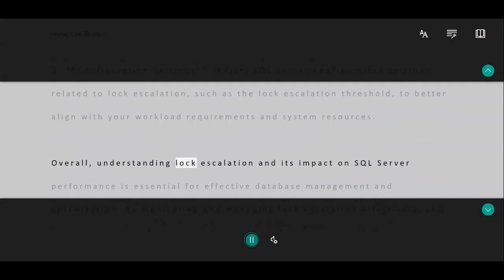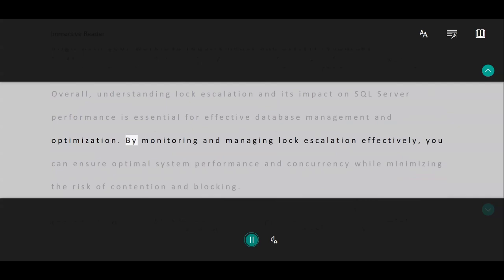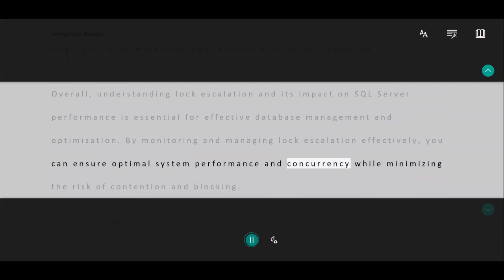Overall, understanding lock escalation and its impact on SQL Server performance is essential for effective database management and optimization. By monitoring and managing lock escalation effectively, you can ensure optimal system performance and concurrency while minimizing the risk of contention and blocking.